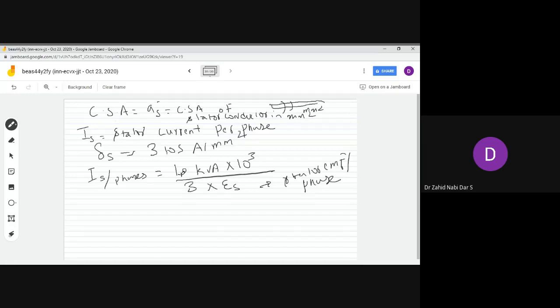Your cross-sectional area, you have also studied in the previous class. You can express it in terms of IS by the current density, and this would be in millimeter square. So if you have the value of ES and the value of kVA, you get the value of current. Substitute the current value here, take the density value anywhere between 3 to 5, and you get the cross-sectional area of the machine.